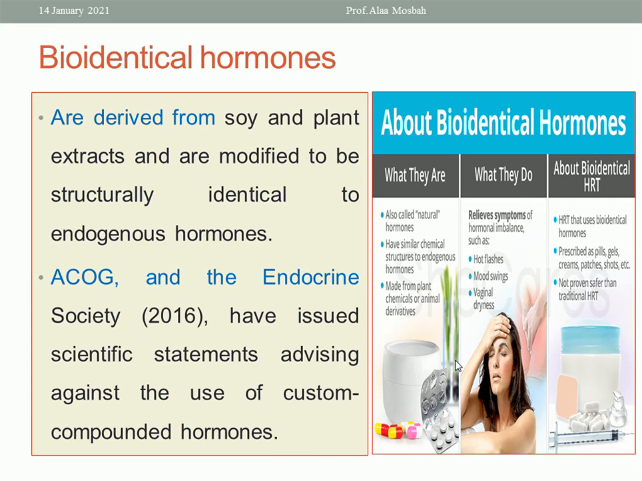What about another group for treatment of menopausal symptoms called bioidentical hormones, which are derived from soya beans and plant extracts and are modified to be structurally identical to endogenous hormones? But what is the opinion of the American College of Obstetricians and Gynecologists and the Endocrine Society in 2016 about bioidentical hormones? They are advising against the use of them. Why? Let us see. Before we see, have a look at this picture, which shows different forms of bioidentical hormones, as you see here.